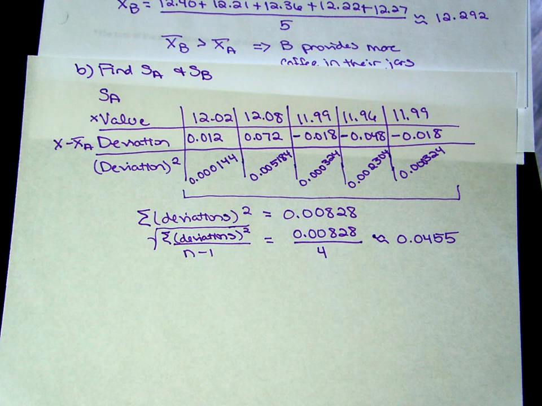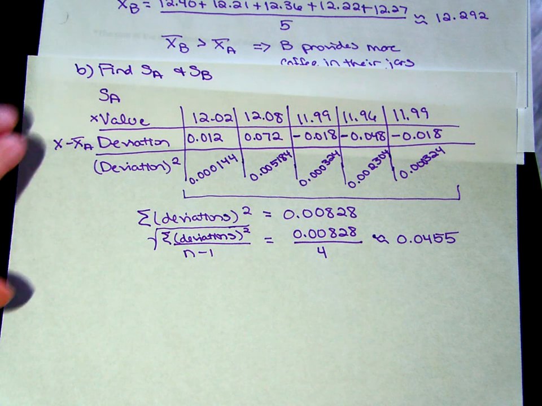And now we do it all again for B. Because that's for coffee A. Now we get to do coffee B. I'll try and leave coffee A up there too, because we're going to do literally the exact same thing.